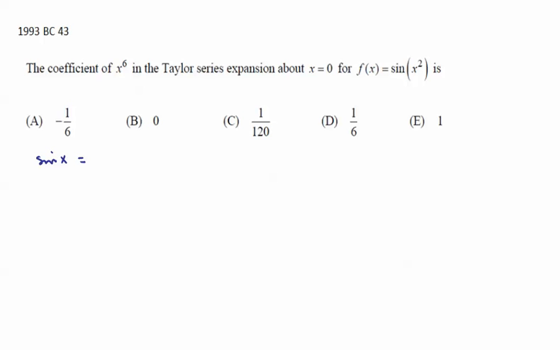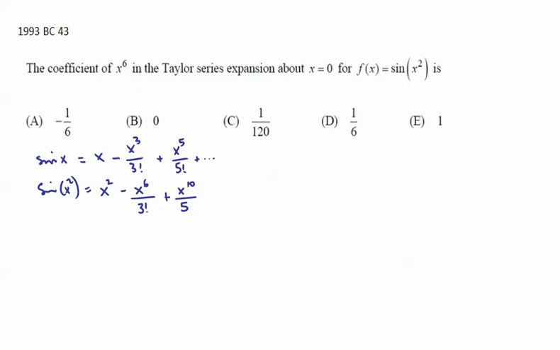Sine of x, remember, is all odd terms, so it's x minus x to the third over 3 factorial plus x to the fifth over 5 factorial, etc. Sine of x squared is just going to be replacing x with x squared, and so x squared minus x to the sixth over 3 factorial plus x to the 10th over 5 factorial. And all we're asked for is what is the coefficient of x to the sixth.